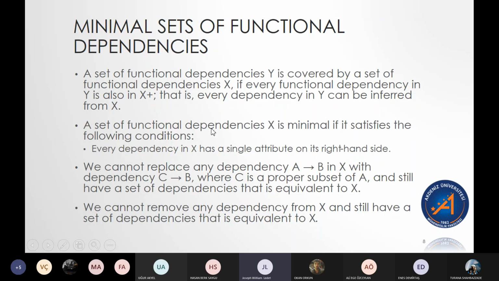If we have a minimal set of dependencies, then we cannot have A determines B, if that's in X, if that's in our minimal set, and we can replace it with something else on the left-hand side where C is a subset of A. If there exists some subset, some fewer columns that are part of A that also determine B, then we do not have a full functional dependency, and therefore we do not have a minimal set of functional dependencies.